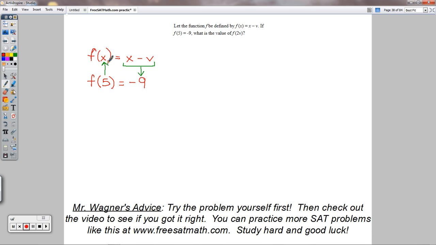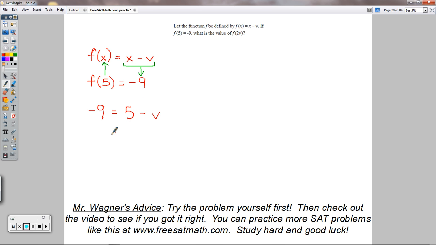Since f of 5 equals negative 9, I can replace this side with a negative 9. And then this other side, since I plugged in 5 for x, therefore I'm replacing f of 5 with negative 9. I'm replacing x with what I plugged in for x, with a 5. And then I can solve for what v would be from there.